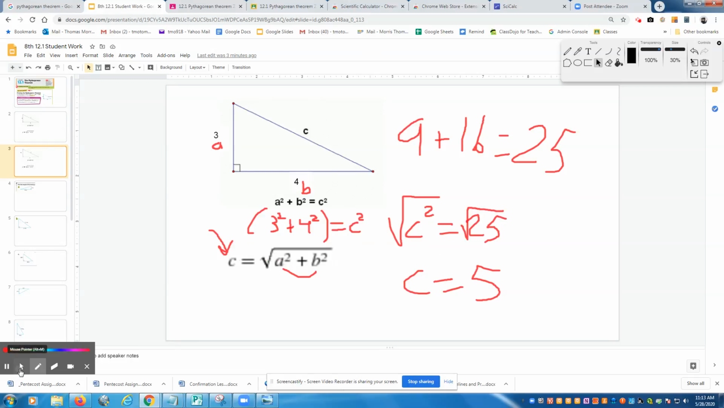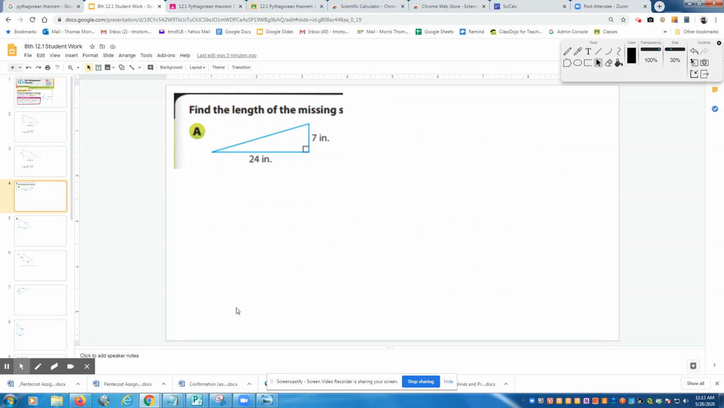Let's look at another example here. All right, so we have our a and our b, and we're trying to find our c. All right, so this is how you would set it up. 24 squared plus 7 squared equals now my c. All right, and then I'm going to have to take the square root of that.